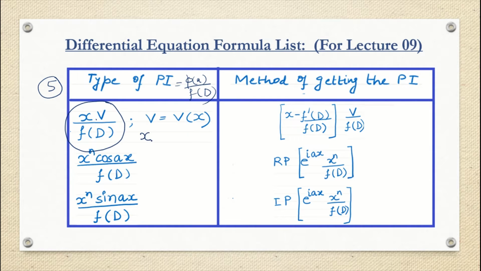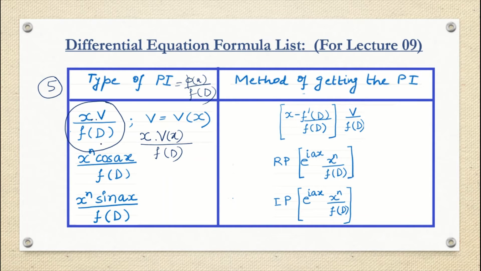Okay, so x, I'm writing because we are just considering that the variable is with respect to x. So this is x, always there, right? And then v, this format we had seen in type 4 also, that instead of x it was e raised to x. And then v is what? V is any function or any term which is with respect to x. Okay, so this V of x could be having variations. This x into V of x divided by f(D). Okay, fine. So this is my type 5.